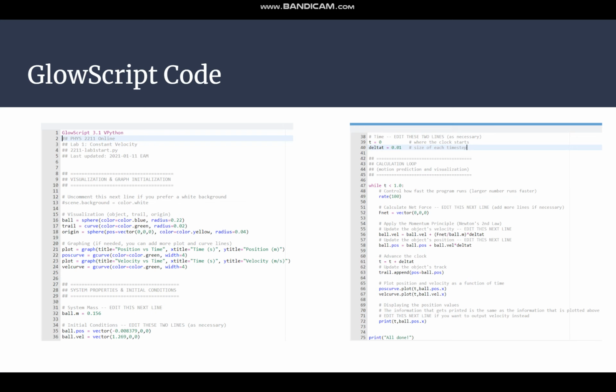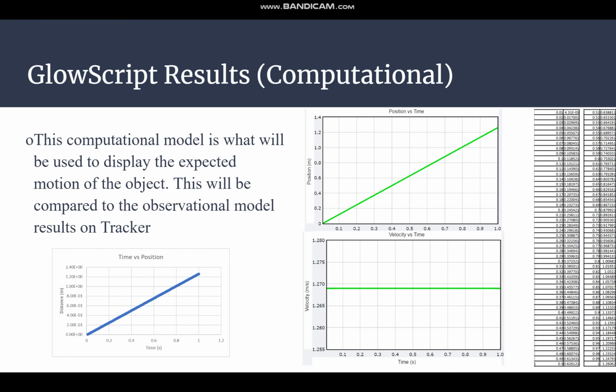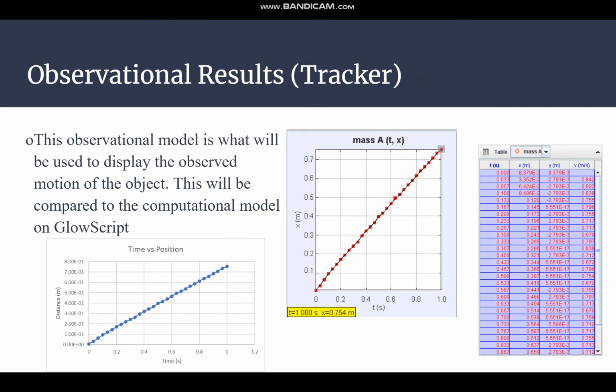So this is kind of what my code looked like. I just altered a few things. I copied the starter code and just plugged my specific values into it. And eventually I got these graphs from GlowScript. This computational model is what will be used to display the expected motion of the object. This will be compared to the observational results on Tracker. And it's the same thing with the observational results from Tracker: they will be compared to the one on GlowScript. That's kind of what I got from that.